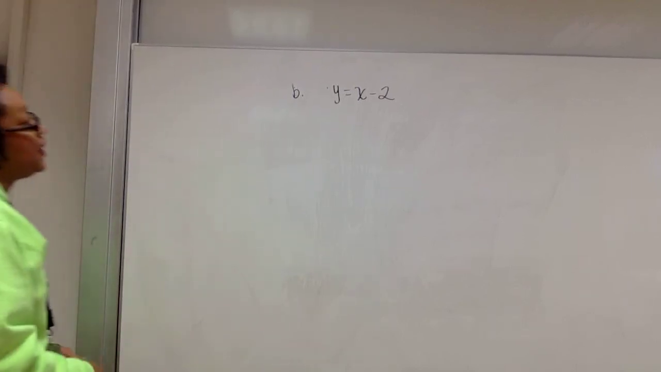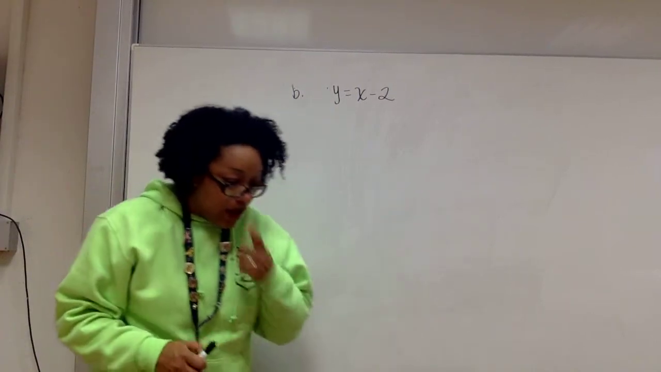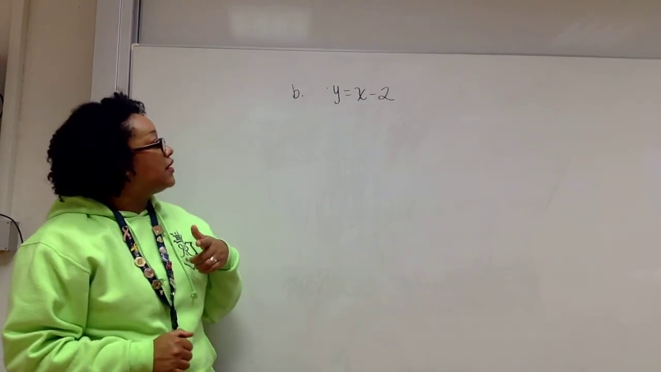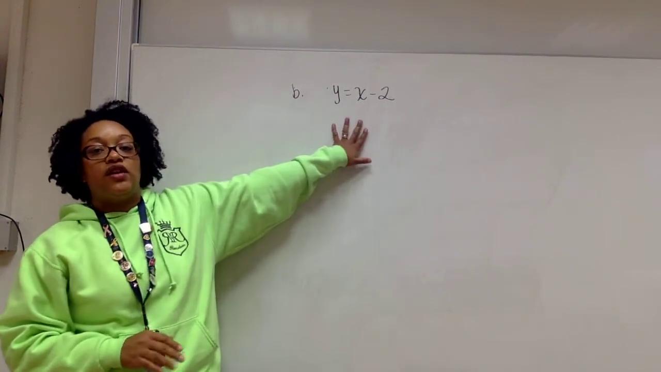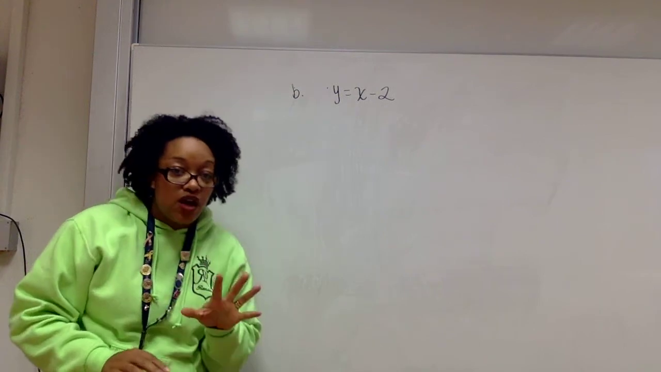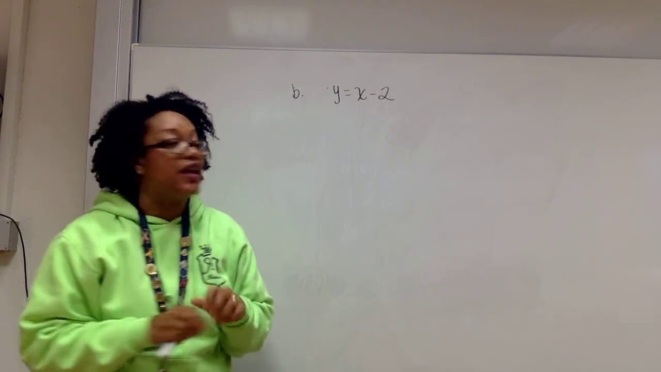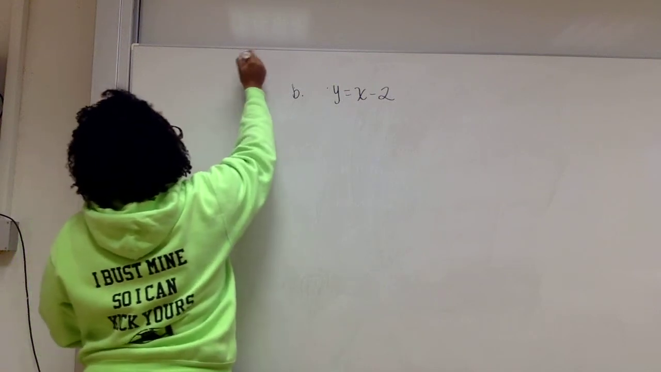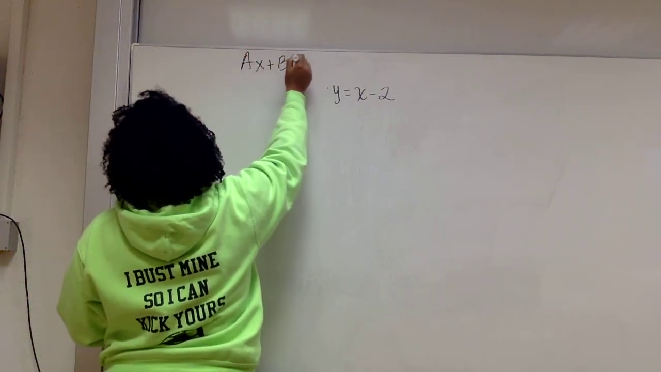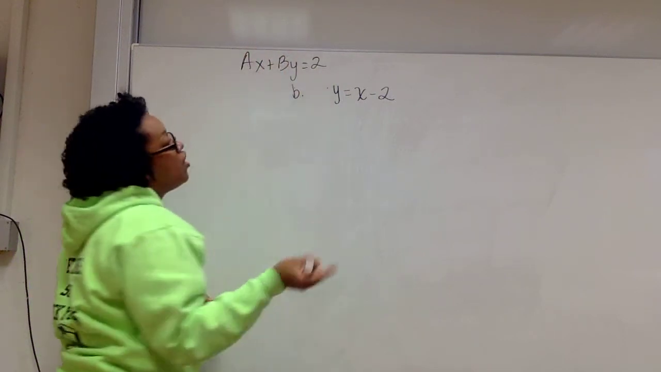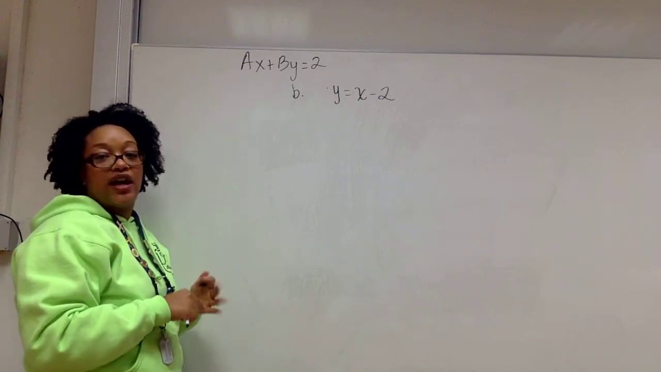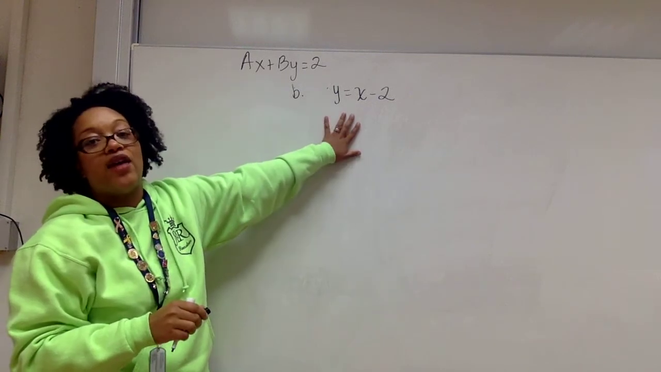So here's part B, our second problem in example 4. This is the equation we are given. And if you notice, it is not ready. It is not in standard form. Remember, your standard form has to look like this, where your x and y terms are on the same side of the equal sign, where you clearly don't have that right here.